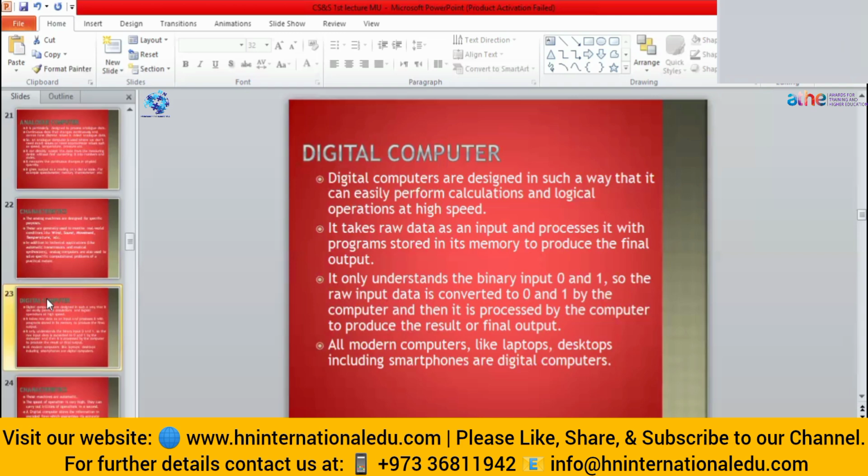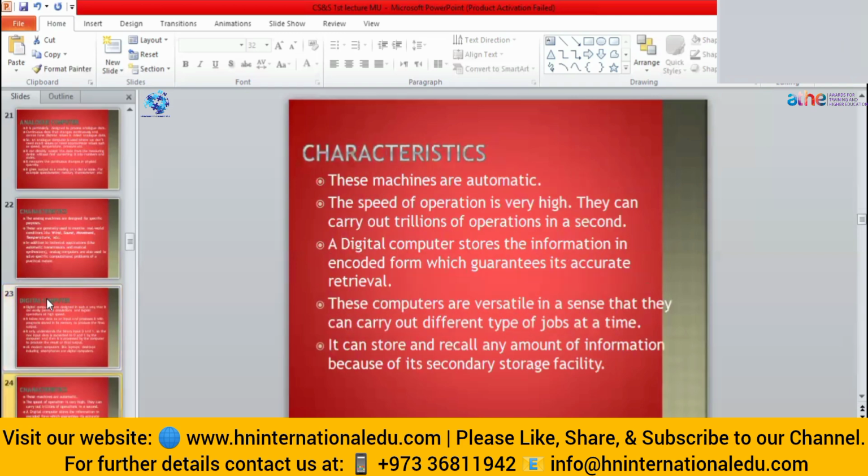So all modern computers like laptops, desktops, including smartphones, are digital computers. So these are automated computers. The speed of operation is high, and they can carry out trillions of operations in 1 second. As we have discussed different types, we can easily understand their characteristics.